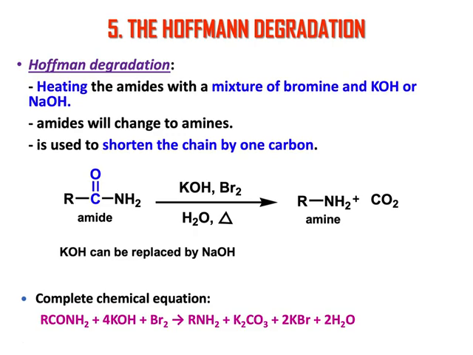For the Hofmann degradation, please take note of this one. In Hofmann degradation, we heat the amide with a mixture of bromine and KOH or sodium hydroxide. All of this is a very strong base. So the amide will change to amine. It is used to shorten the chain by one carbon.